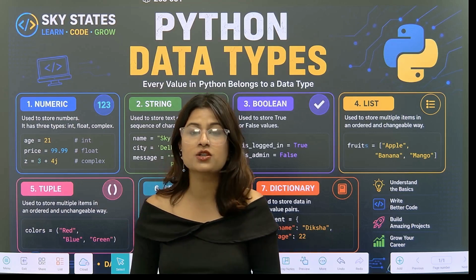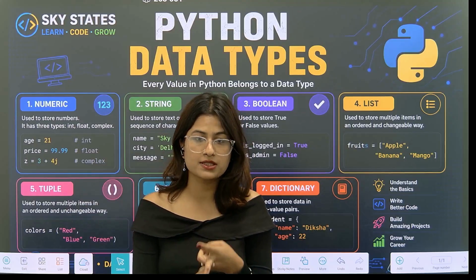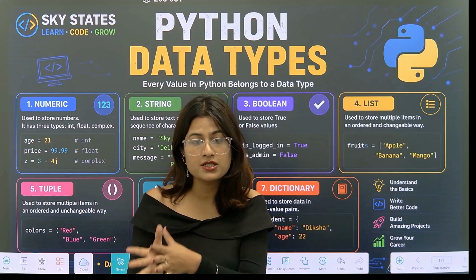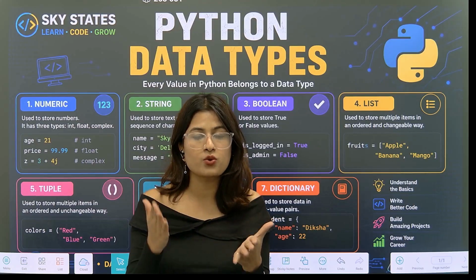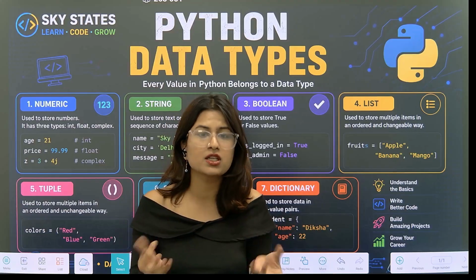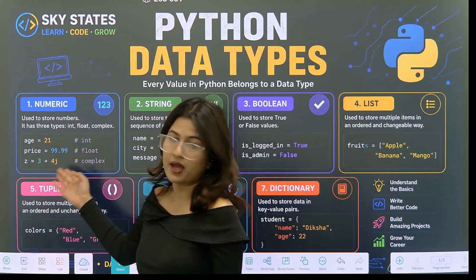The first one is the numerical data type. It has three parts: integer, float, and complex. Integer stores whole numbers, float stores decimal numbers, and complex stores numbers with real and imaginary parts. It is mainly used in scientific and mathematical computations. Here is an example of the numerical data type.